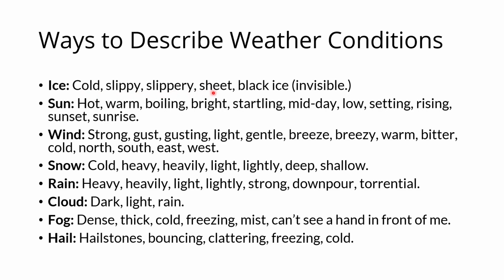We could say it's sheet ice, so it means it's covering everything. And it's slippy. Or we could say there's black ice. Black ice means that the ice is invisible to the eye. It's hard to see. It's not obvious like normal ice is white, but black ice is the invisible type.